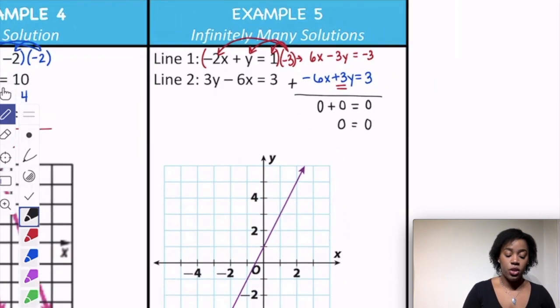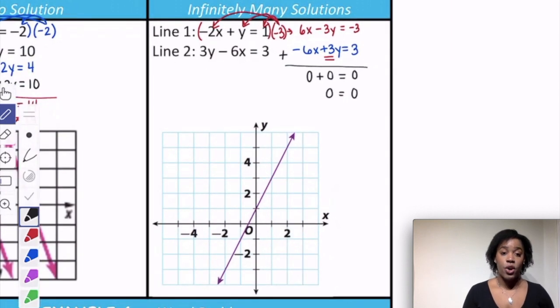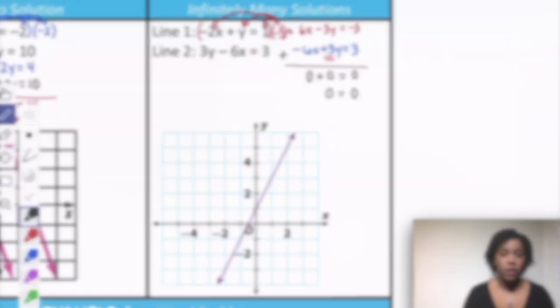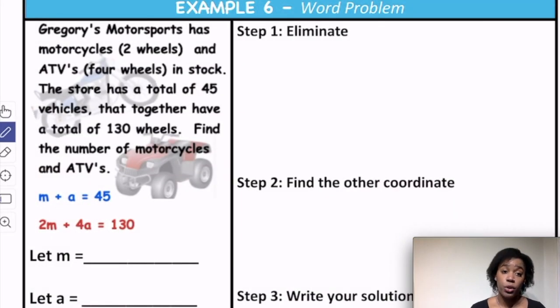And then if we look down at the graph, we'll see that these graph as just one line on a coordinate plane, which means both of the equations were exactly the same. And that's how you know you're looking at a system with infinitely many solutions when you're solving it with the elimination method. Now for our last example, let's look at a word problem.